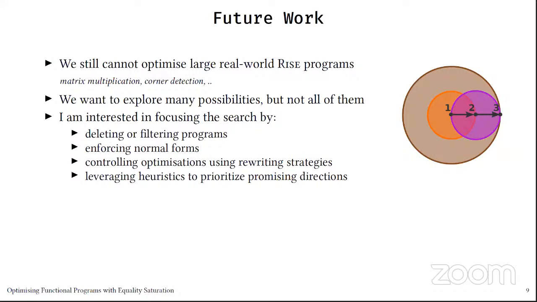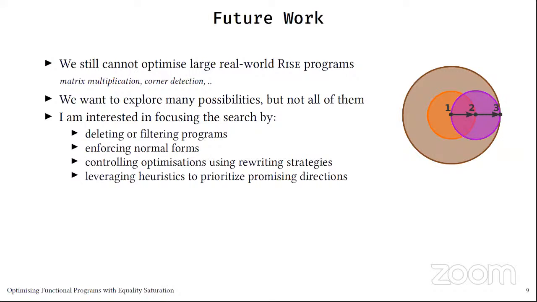And I think that equality saturation is very good to explore many possibilities, but in practice, we don't actually want to explore all of the possibilities. And that's why I am interested in combining ideas from equality saturation and other approaches to focus the search and avoid searching a really huge space of possibilities when we are talking about real-world programs. And I can see different ways to do this.